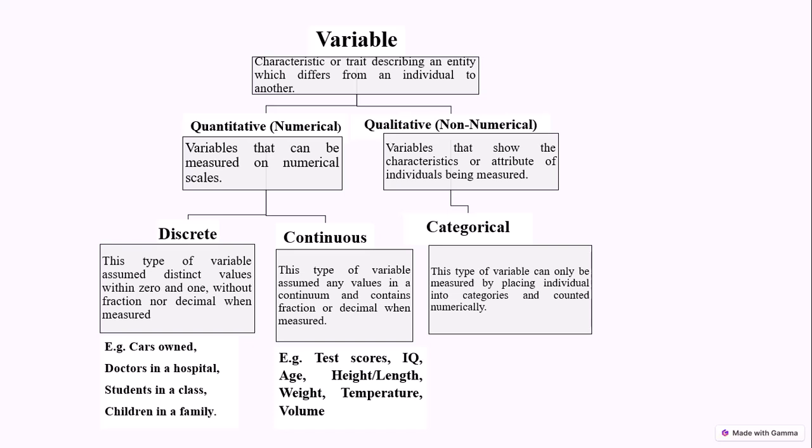Then there are the qualitative variables, which, as I said earlier, mostly appear in categorical form. They place individuals into categories, and from there you can count numerically. Typical examples are gender, race, blood group, skin color, book edition, brand of products, and educational qualification. All these are categorical variables.